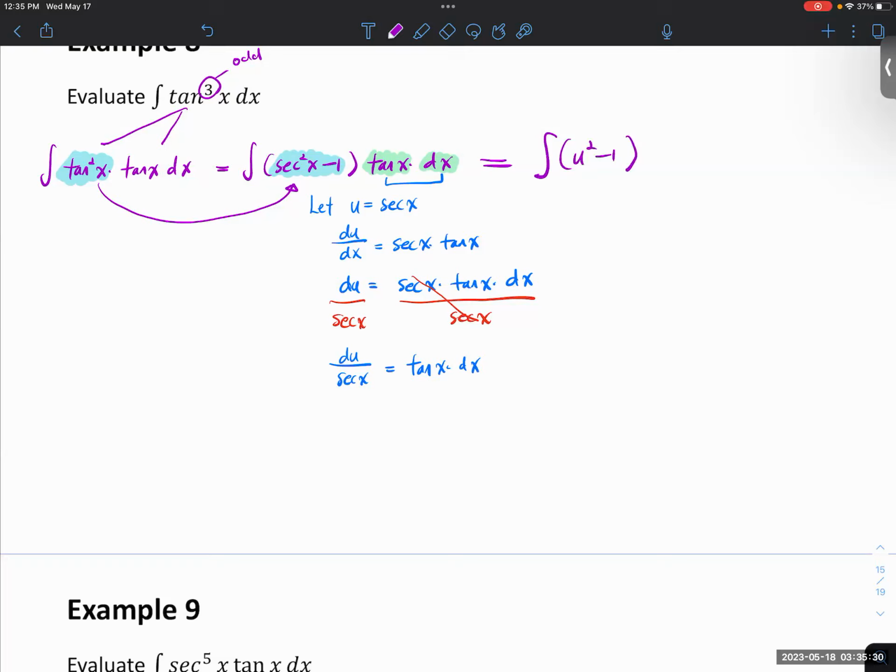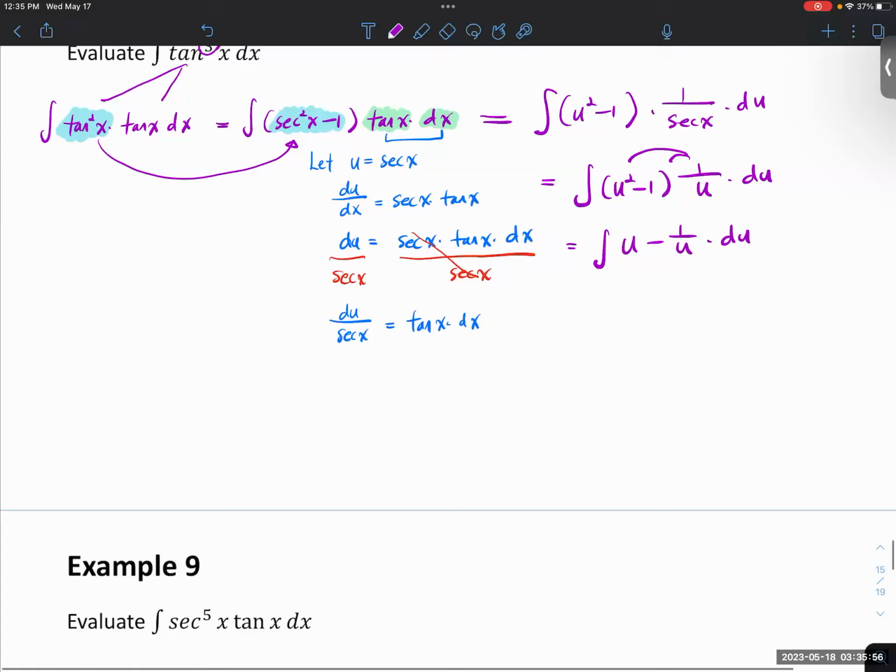And then tangent x dx is the same as 1 over secant x du. And we know secant x has been u. So this is the same as, again, u secant minus 1, 1 over u du, because the secant x is a u. So now you can use the distributive property. Integral, let's just cancel, u minus 1 over u du. So that means you can separate it, integral u du minus integral 1 over u du.